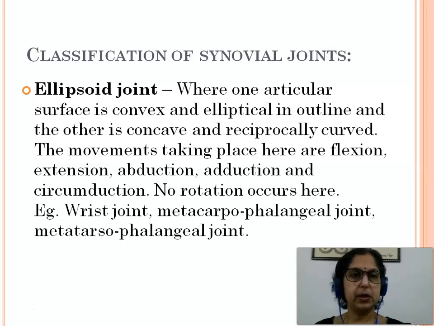The movements that take place here are flexion extension as one set of movements and abduction adduction, which is another set of movements. So two axes and two sets of movements, and it will also have a combination of the four movements, that is circumduction. No rotation occurs in ellipsoid type of joints. And examples being wrist joint, metacarpophalangeal joint and metatarsophalangeal joint.